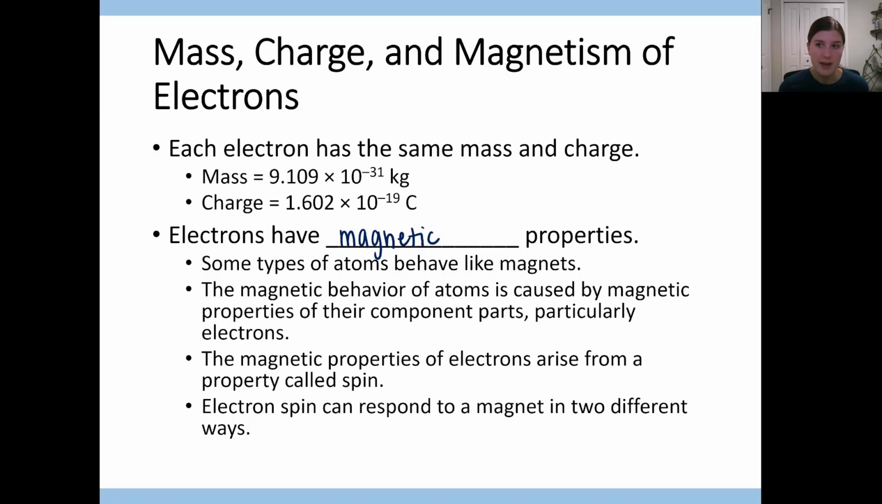So some types of atoms behave like magnets, where they can be attracted or affected by a magnetic field. And this magnetic behavior is caused by magnetic properties of their component parts, specifically the electrons. The magnetic properties of electrons arise from a property called spin, and an electron spin can respond to a magnet in different ways. So electrons have mass, so they are a particle with mass. They have a charge, and they can respond to magnetism.